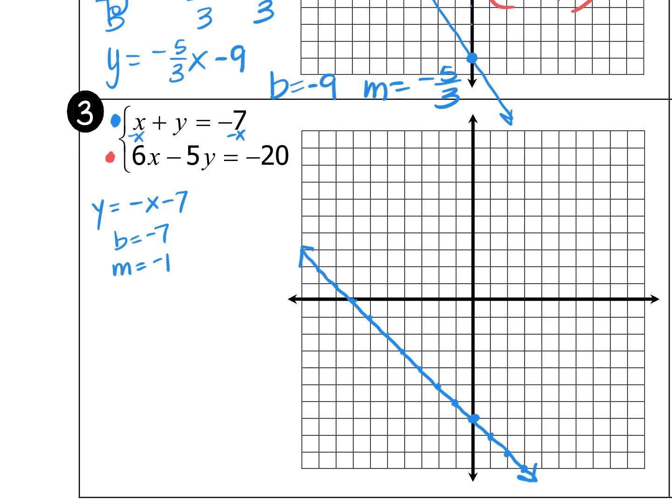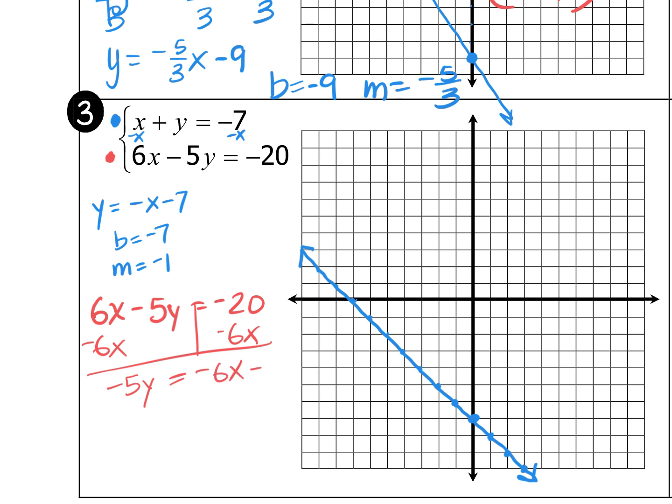All right, let's do the second one. I think I'm going to rewrite this to start it because there's too much other stuff there. So I need to get y by itself. So I'm going to do what first? Minus 6x from both sides. Right on. So I have negative 5y equals negative 6x minus 20.